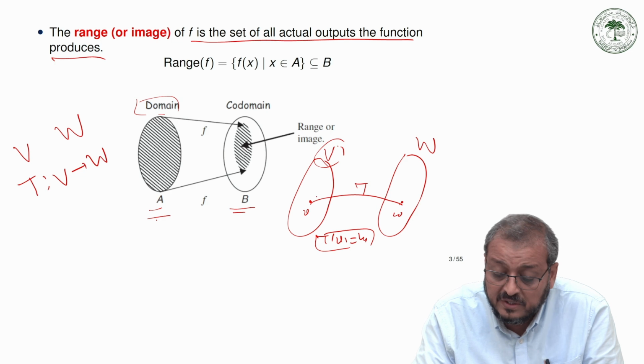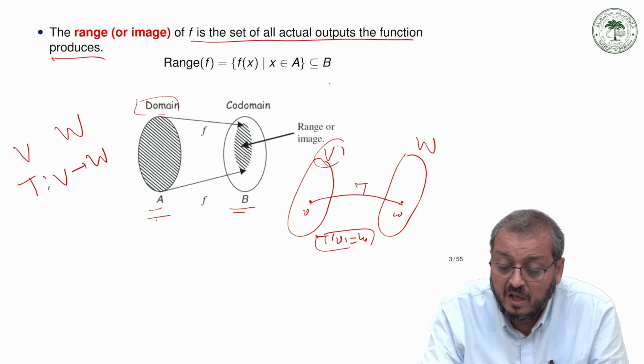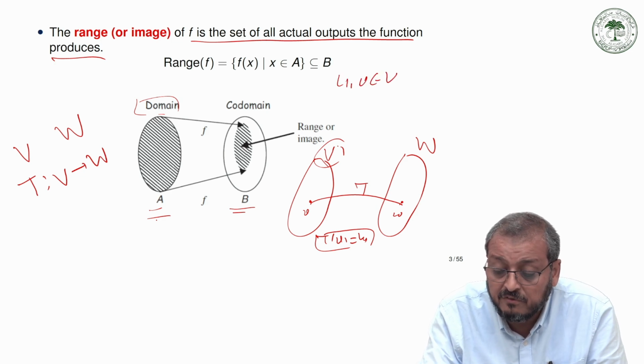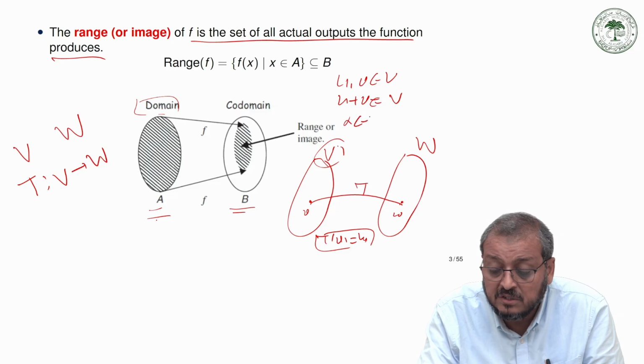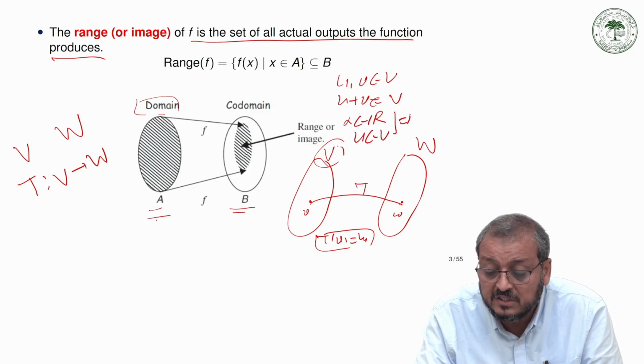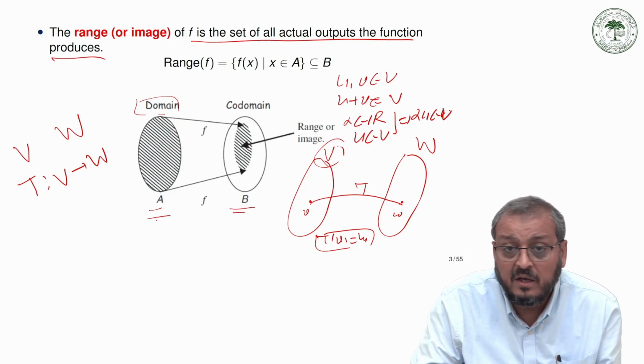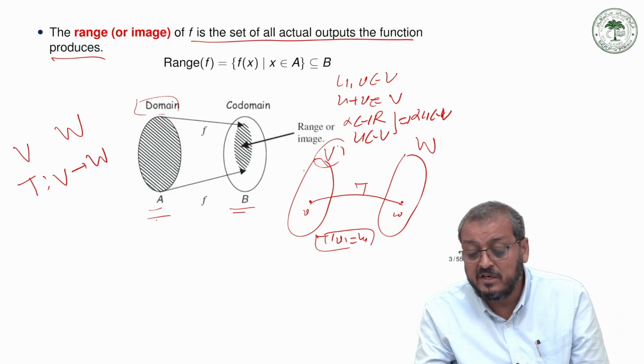If V is a vector space, and u and v are two elements of V, then clearly u plus v is also an element of V. Also, if alpha is some scalar and u is in the vector space V, this means we can say that alpha u is also an element of V. So with this we can say that T is a linear transformation.